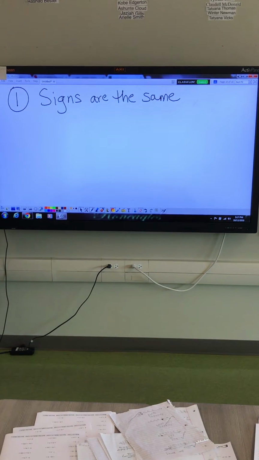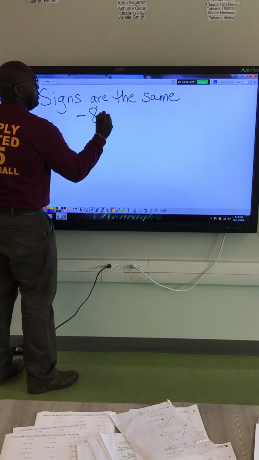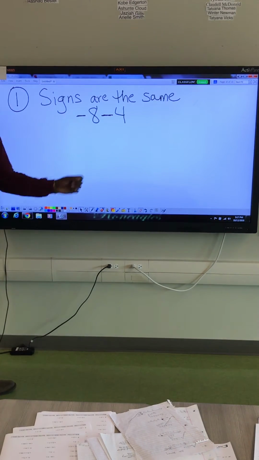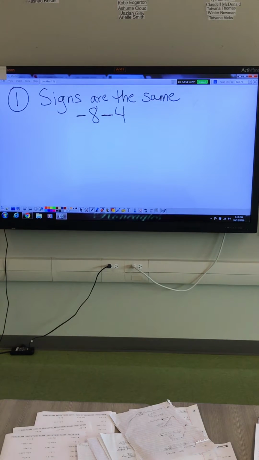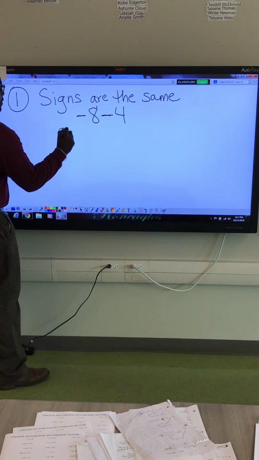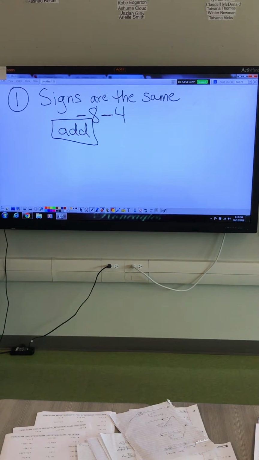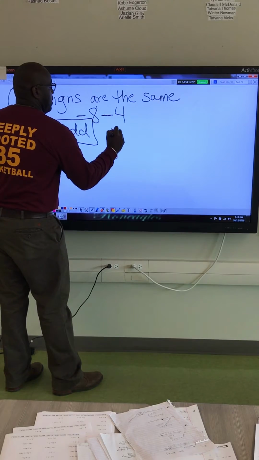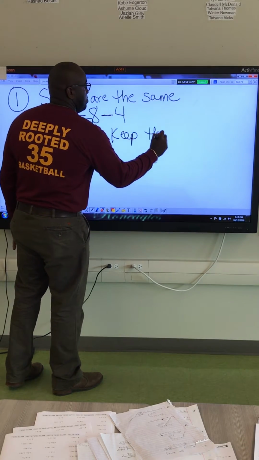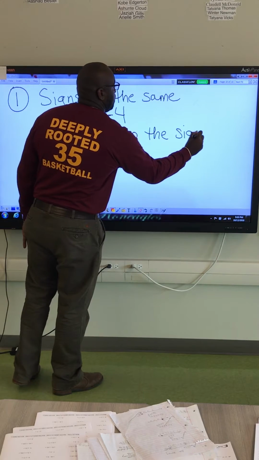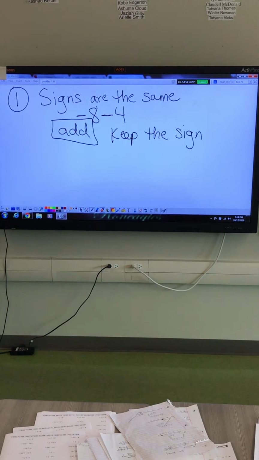Let's talk about what the same is. The same is -8 minus 4. Those signs are the same. They're both negative. So if they're the same, we have to add. The signs are the same. We have to add. Not only do we add, we keep the sign. Signs are the same, we add and keep the sign.